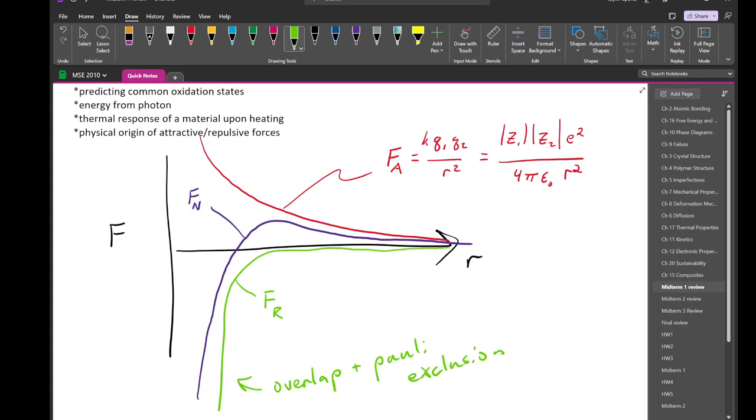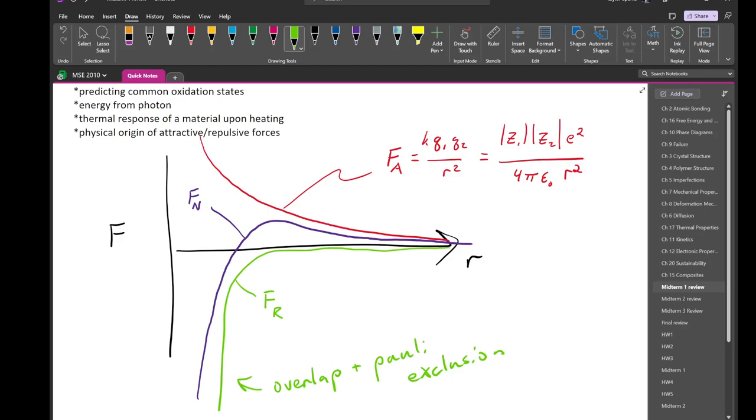Therefore, we get a couple interesting things from this. One is the point at which there is no net force on the ions, right? There's a force that wants to pull them together. There's a force that wants to push them apart. There's a distance at which there's no net force on it. We learn about this in physics. If anything has a force on it, it's being moved. It's accelerating. If there's no force, it's staying put. So there is a point at which this bond will be stable. That's an equilibrium bond distance, okay?